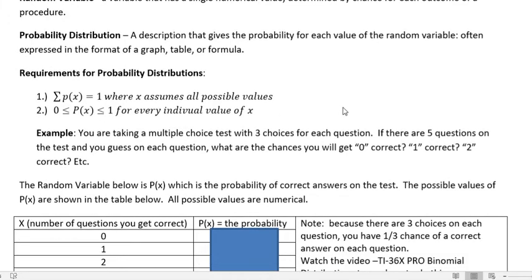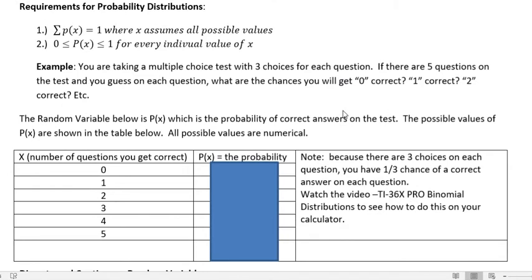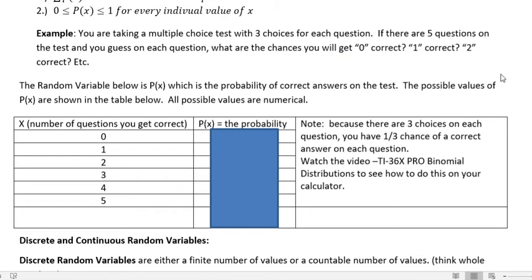Here's an example. You're taking a multiple choice test with 3 choices for each question. If there are 5 questions on the test and you guess on each question, what are the chances that you will get 0 correct, 1 correct, 2 correct, etc.? Now you're just randomly guessing, but there's 3 choices. So because there's 3 choices, you have a 1 in 3 chance of getting that correct.